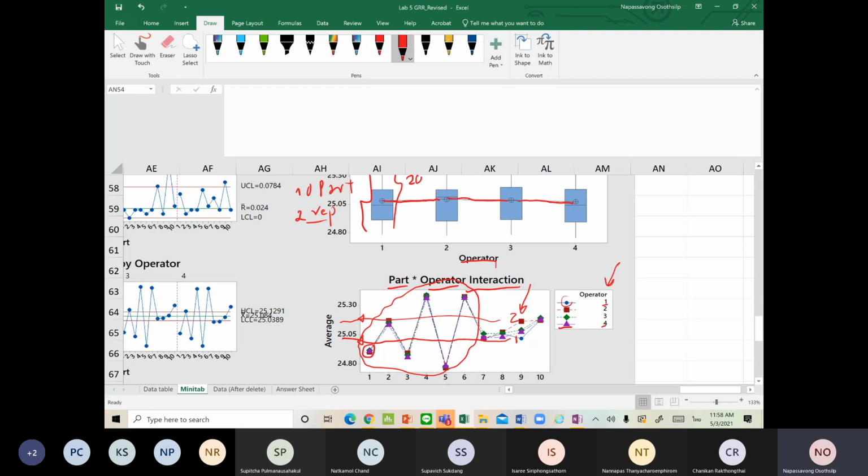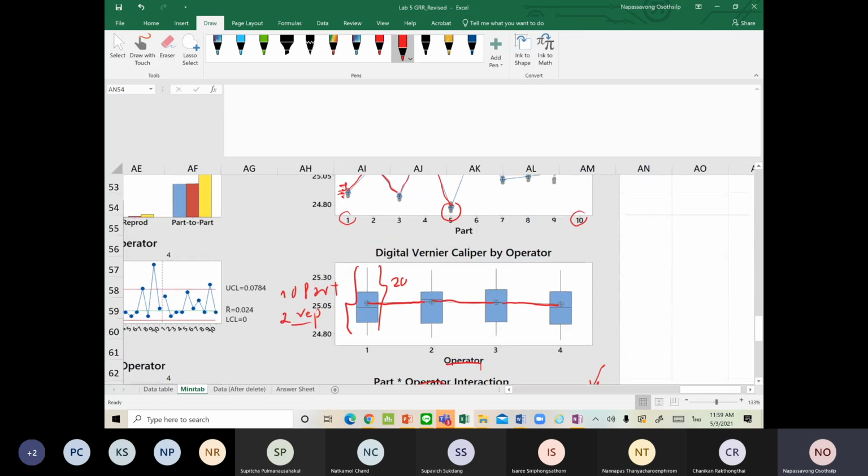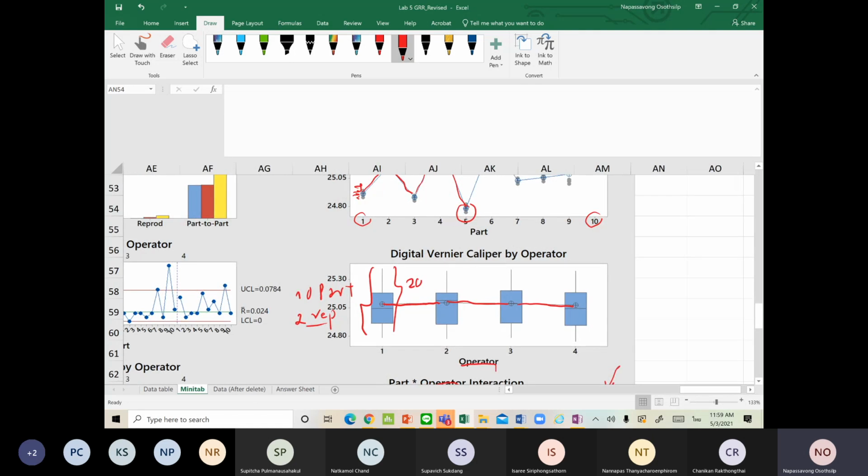In general, parts number 7, 8, 9, 10 tend to have interaction effect between part and operators. That means the measurement depends on both part and operator at the same time. So this interaction plot tells you like this. But the next step is that you have to test whether the interaction effect is statistically significant or not, and also whether the difference among the four operators is statistically different or not.